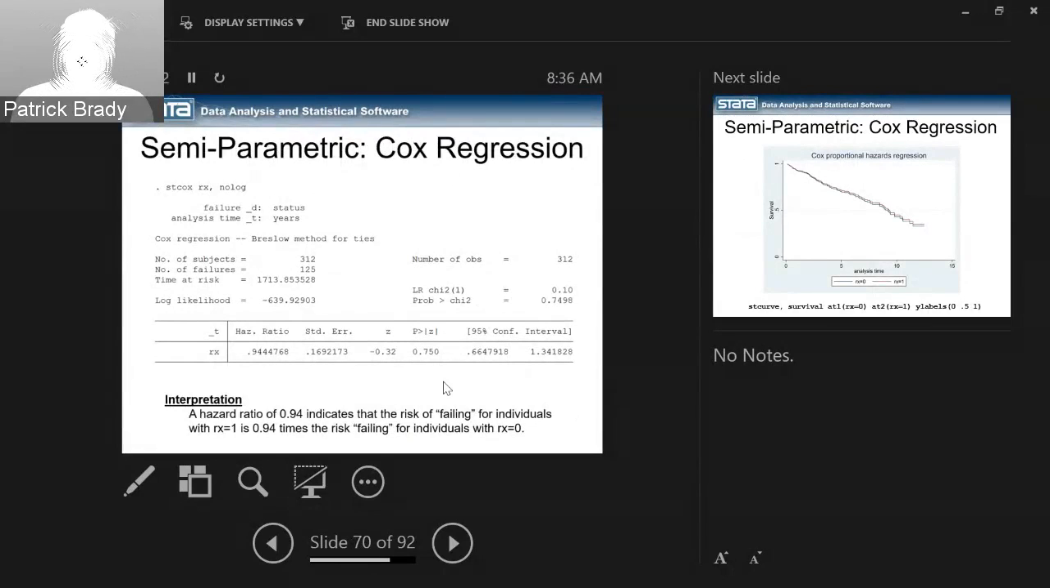In this case, the model that we ran before, we ran a Cox model with only drug in it, the Rx variable. We get a hazard ratio of 0.94. So the interpretation is that a hazard ratio of 0.94 indicates that the risk of failing for individuals who got the drug, Rx equals 1, is 0.94 times the risk of failing for individuals with Rx equals 0, people who didn't take the drug. So the risk is lower for people who took the drug than people who didn't. So maybe the drug is successful.